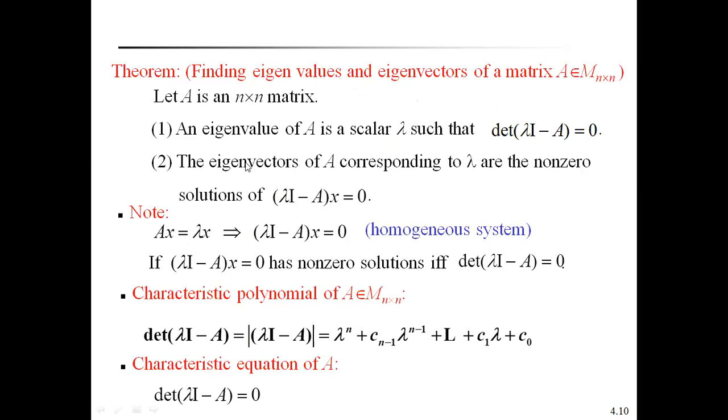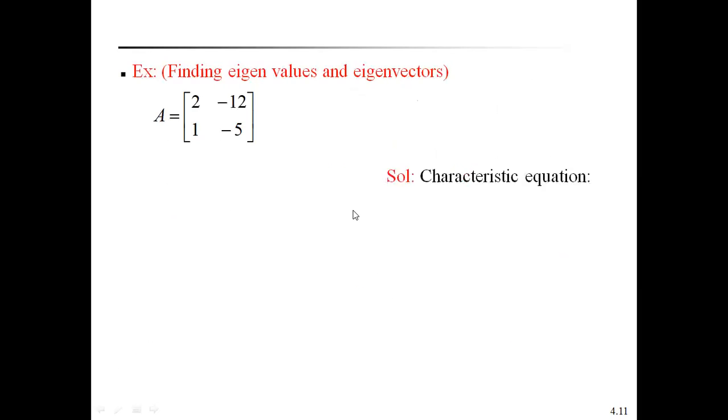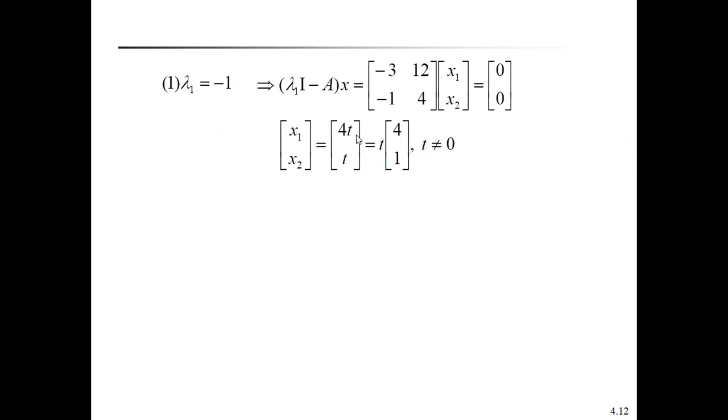The eigenvectors of A corresponding to lambda are the non-zero solutions of (lambda I minus A) x equal to 0. Here, finding the eigenvector corresponding to lambda 1 equal to minus 1: (lambda 1 I minus A) x equals the matrix [minus 3, 12; minus 1, 4] times [x1, x2] equal to [0, 0]. By solving this equation, we get x1, x2 equal to 4t, t. Therefore, t times (4, 1).